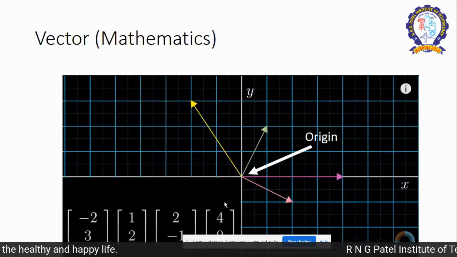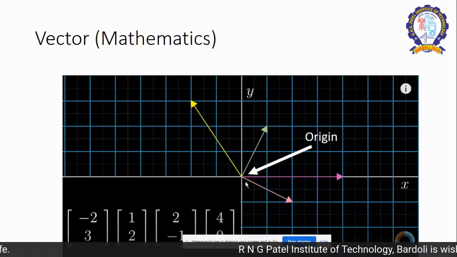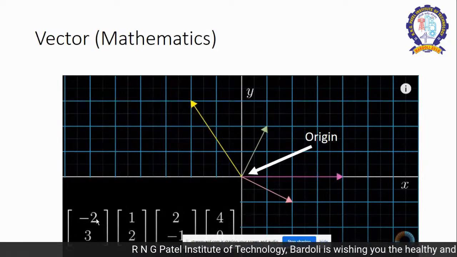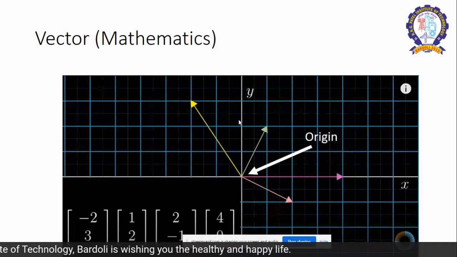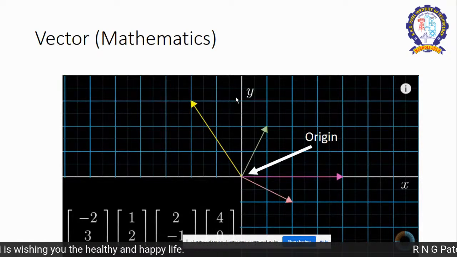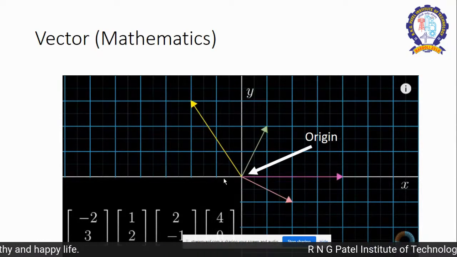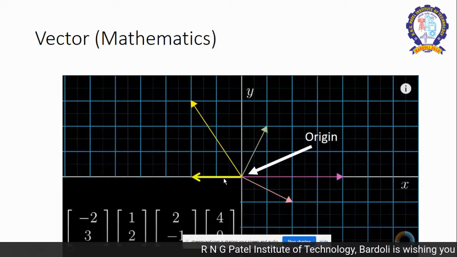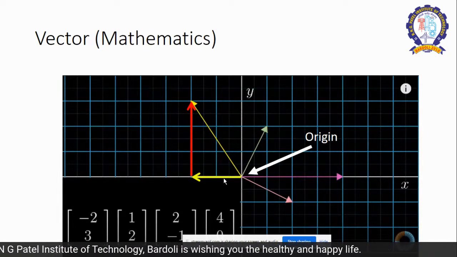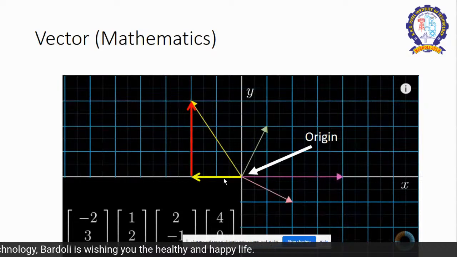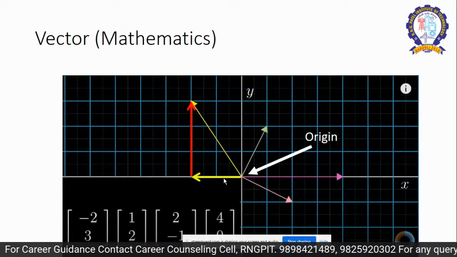So this is a vector actually. This vector is nothing but (-2, 3). So it has -2 in the x direction and 3 in the y direction. And the resultant is formed like this: this is -2 in the x direction, and 3 is parallel to the y axis, and it gives the first vector (-2, 3).